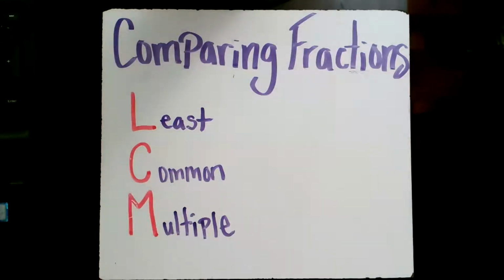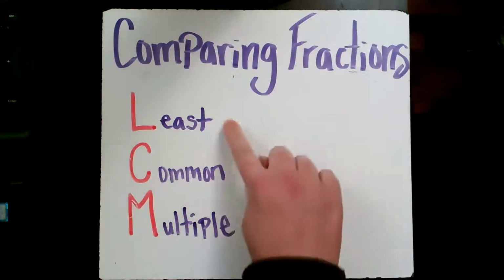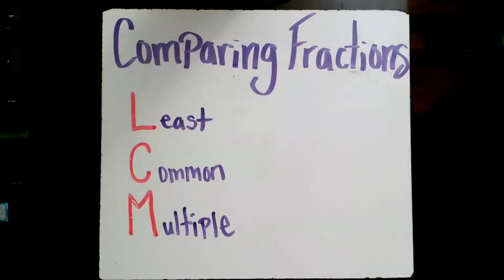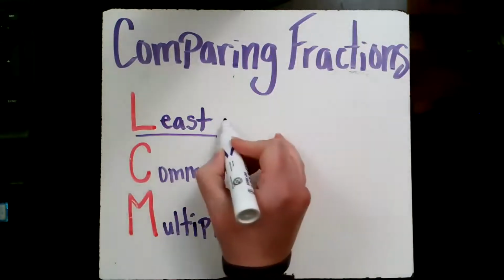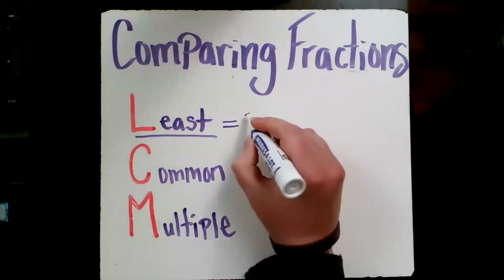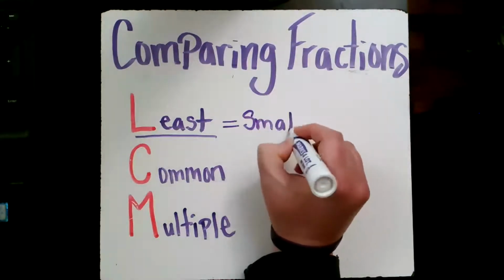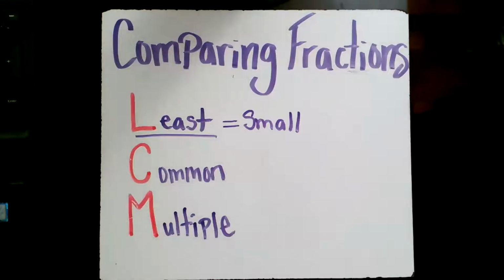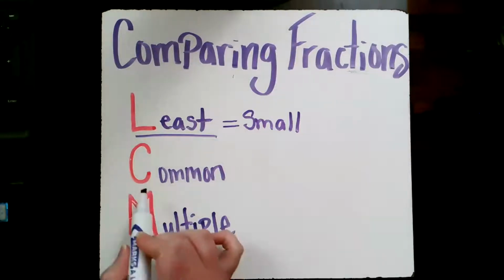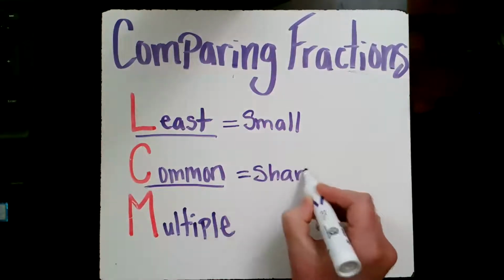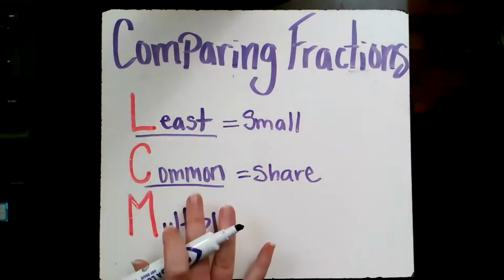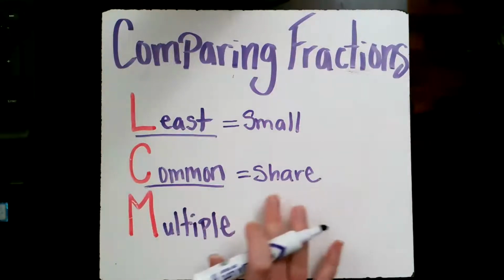So before we dive in and look at how we do that, I kind of wanted to break apart what these three words mean, because that's really going to give you an idea of what we're looking for. So the first thing I want to look at is the word least. Least is just another way to say small, the least amount, the smallest amount, okay? Common is what they share. When you have something in common with someone or something, you share a common interest with that.